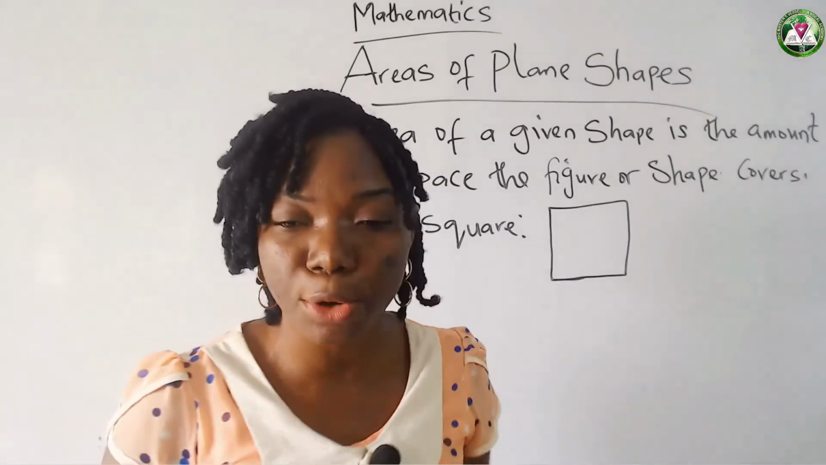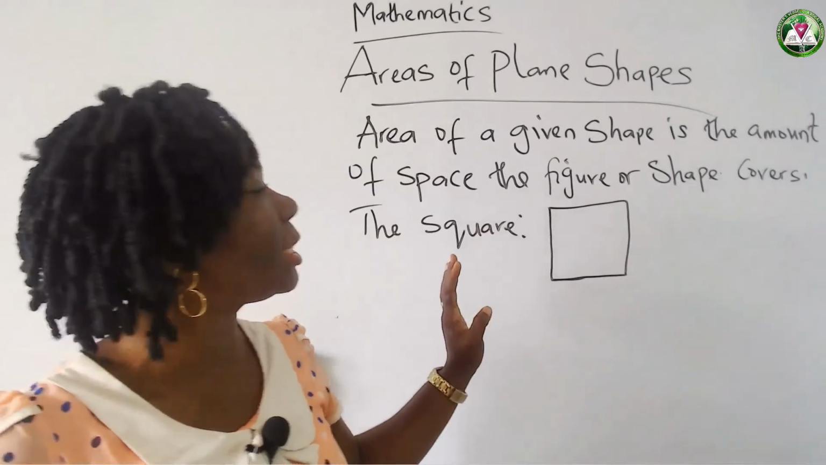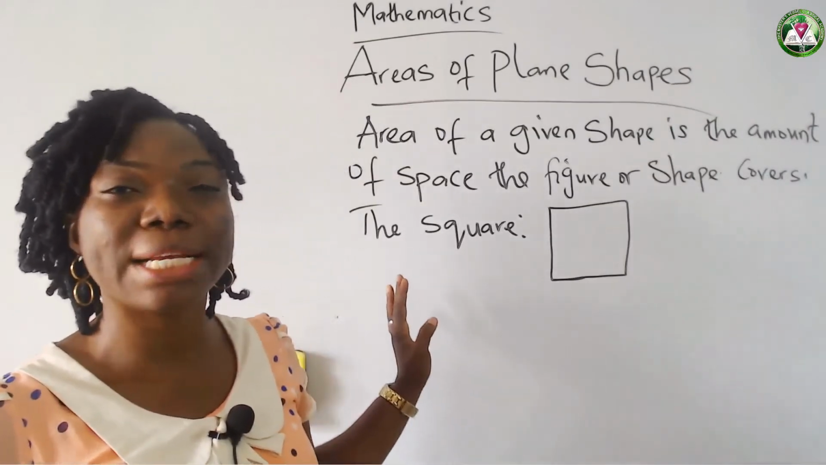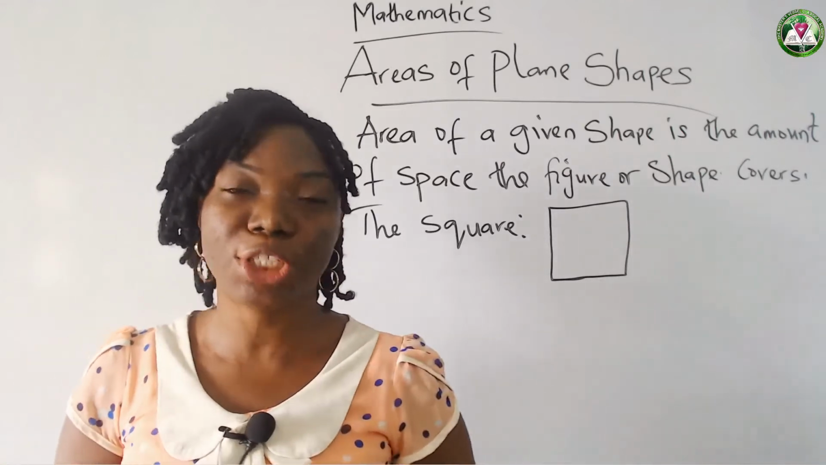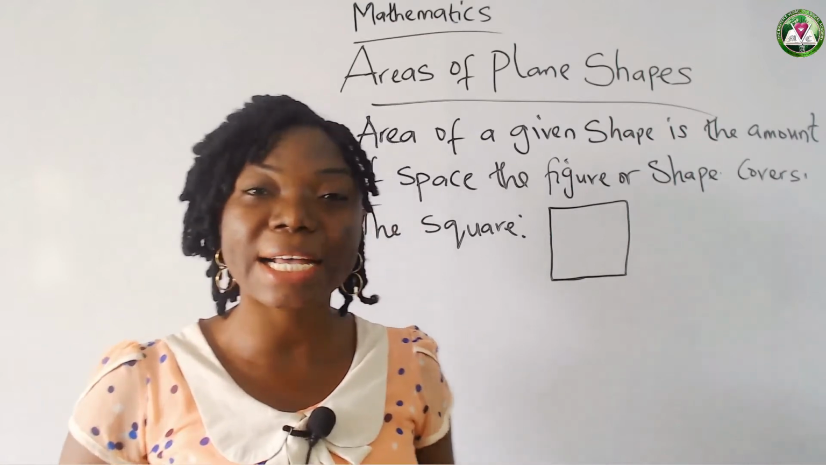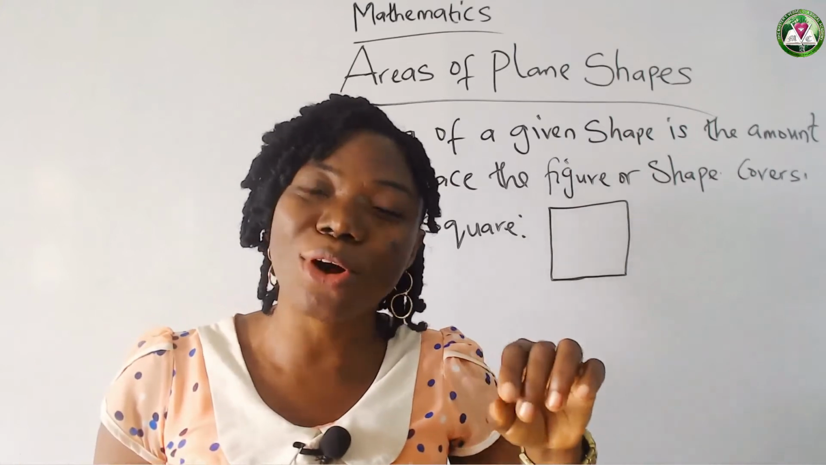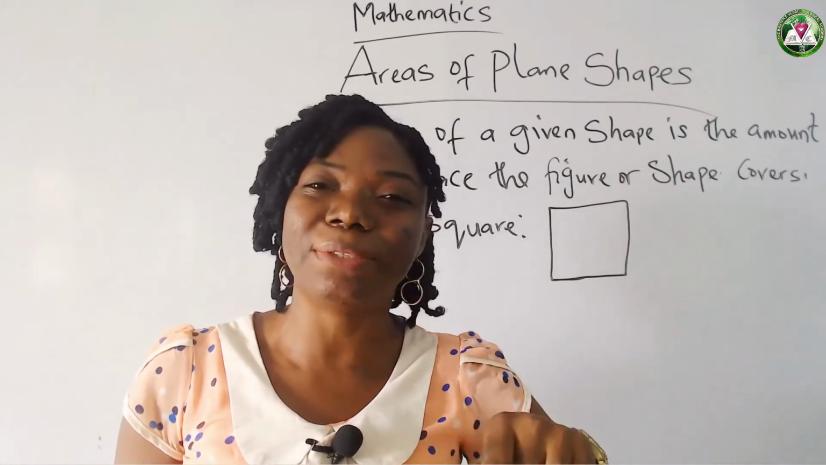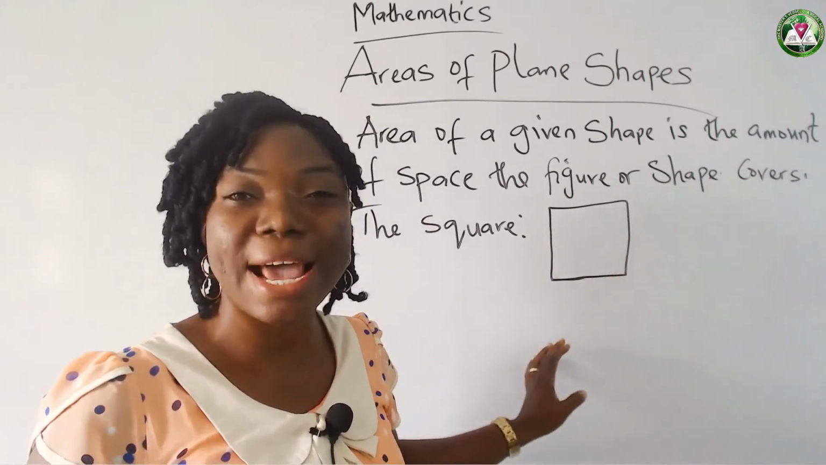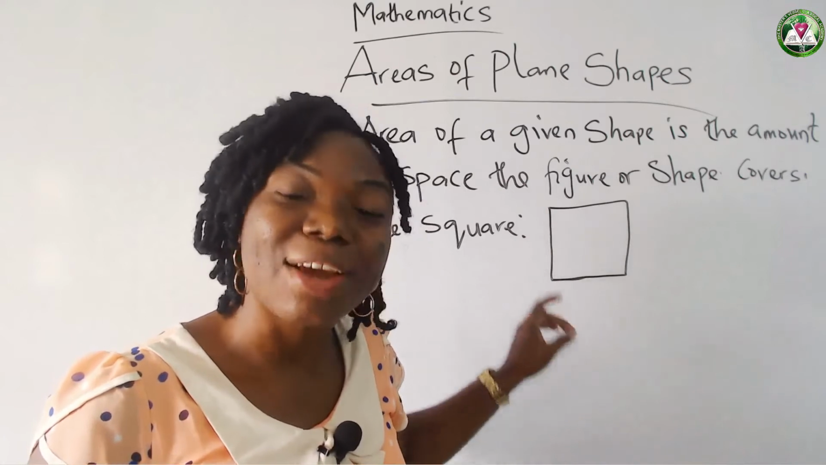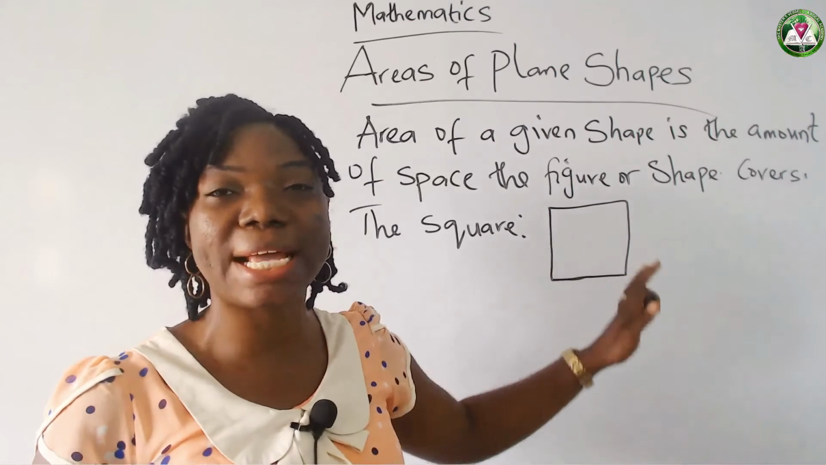Now, if you take a look at the board, the shape I have drawn is called a square. It's called what? A square. We'll be talking about the shape called square. Now, square is a kind of shape or flat shape that has 4 equal lines. This word equal must not be missing in your definition of a square. It has what? 4 equal lines. Is that clear?